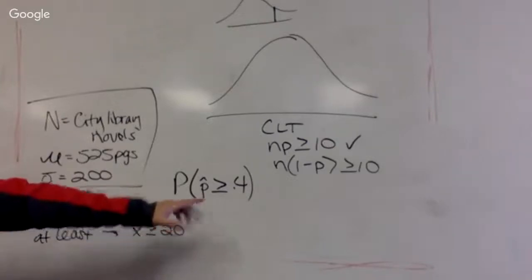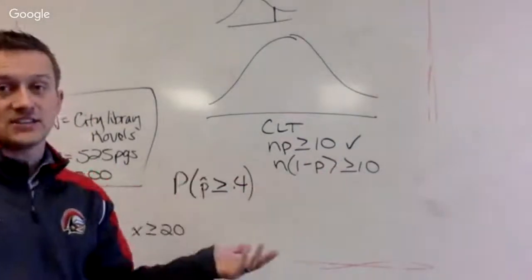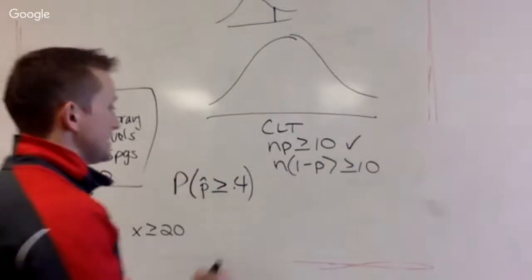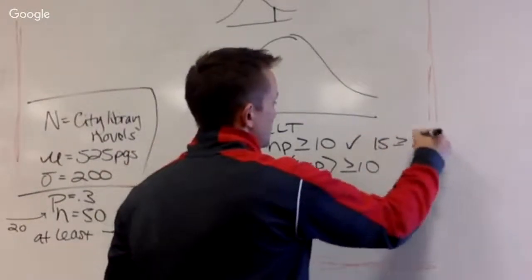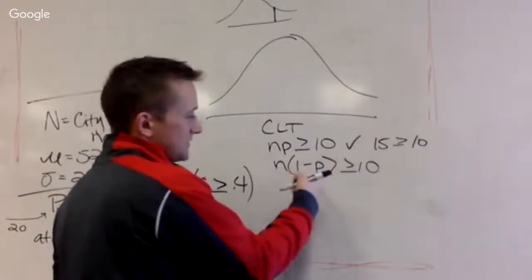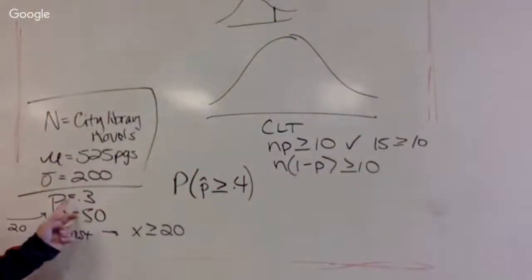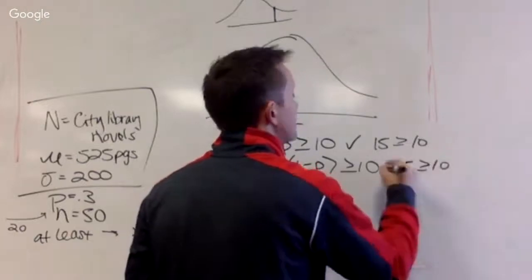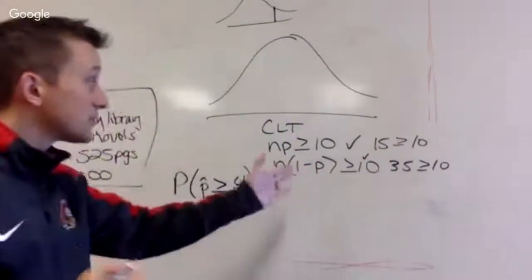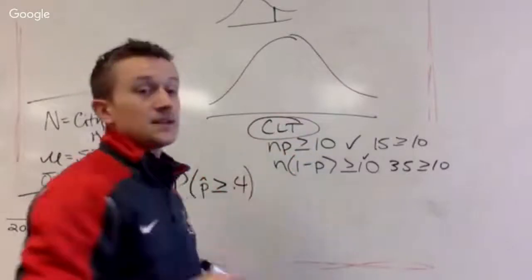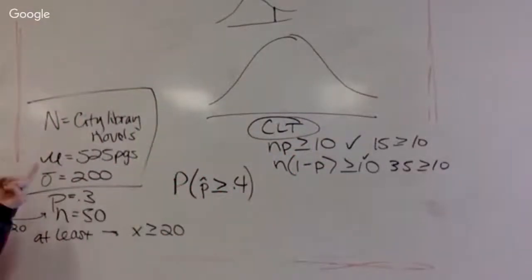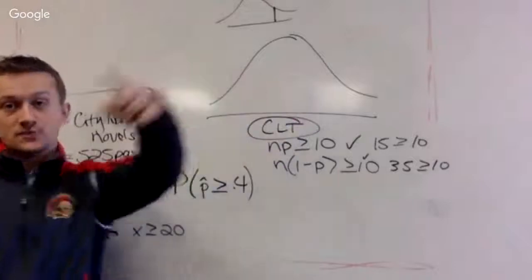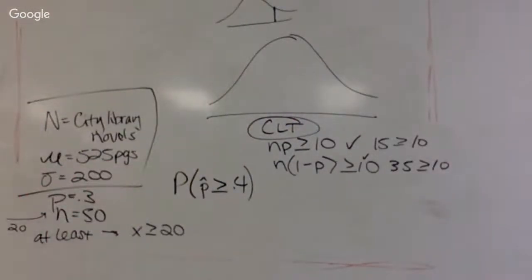So at this point, we're just plugging in and seeing whether these things are true. We plugged in n times p, which was 15, is greater than or equal to 10. That's true. The next one is 50 times 1 minus 0.3, so 50 times 0.7, which is 35. Is 35 greater than or equal to 10? Yes, it is. So since both of those are true, the central limit theorem allows us to say that our sampling distribution can be approximated with a normal distribution. Would there be a time where one of those isn't true, but one of them is? Yes. In fact, that's my guess.